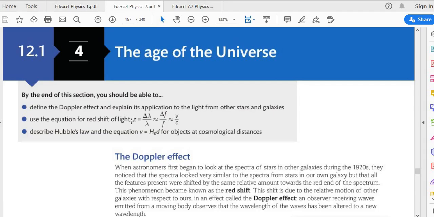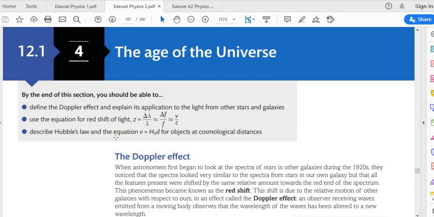The amount of redshift is also equal to v divided by c, where v is the speed of the source of waves. For example, if it's a star moving at a certain velocity, that will be v. And c is the speed of light. Since we are dealing with stars, they are traveling in space, in a vacuum. So that is the speed of light in vacuum, which is approximately equal to 3 times 10 to the power of 8 meters per second.